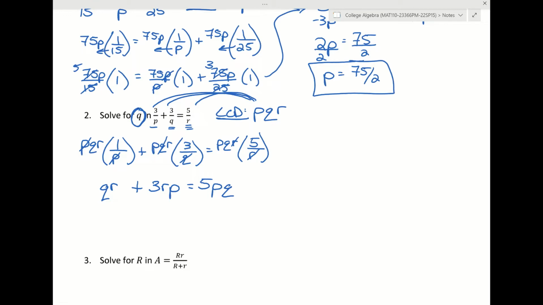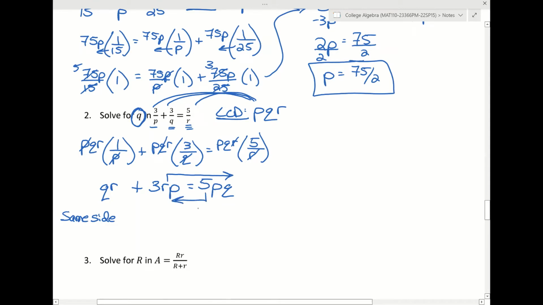So let's get all the q's on the same side. So we're going to get everything on the same side. I'll bring this 3rp over, and I'll bring this 5pq over. So I'll subtract 5pq, and then I'll subtract 3rp on both sides.